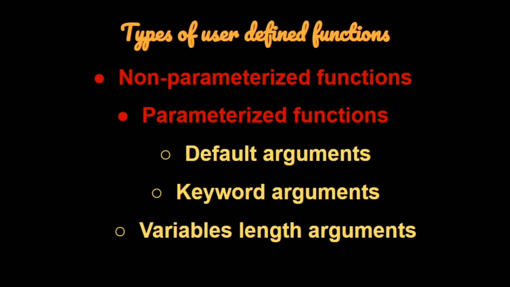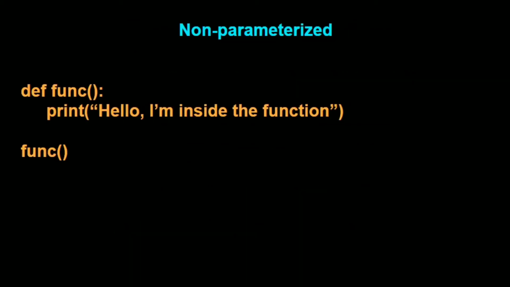And the other one is parameterized function. And under parameterized, we have three types, that is default, keyword, and variable length. We shall see all this in detail. Let's start with non-parameterized. Let's take a quick example.